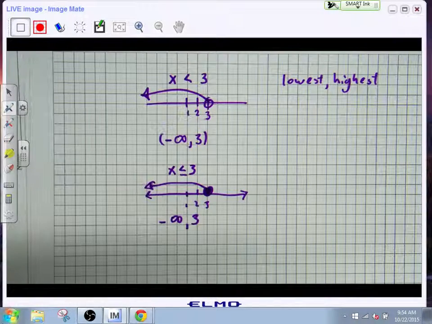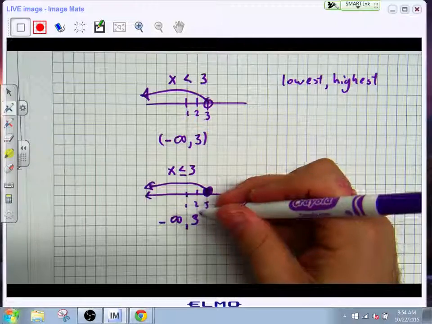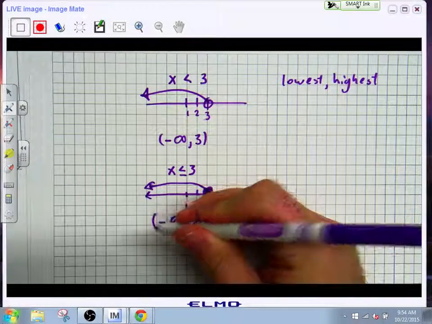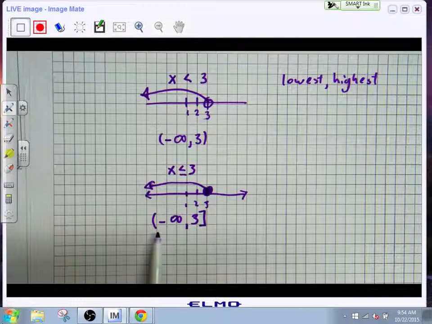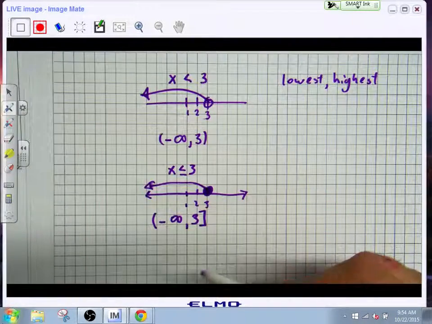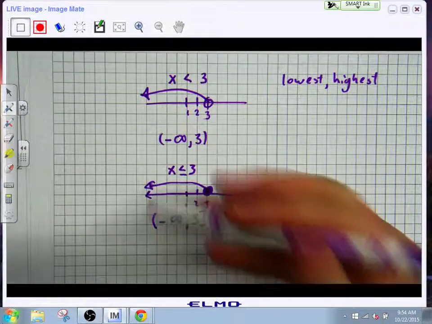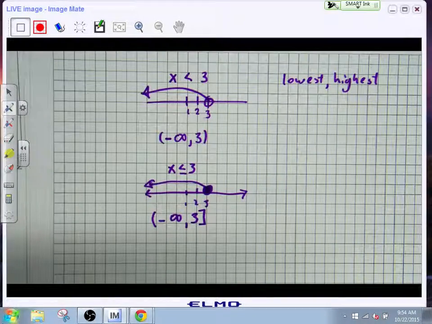And the way that we show that it's different, that 3 is included in this interval, is we give it a bracket like that. Negative infinity is still a parentheses. Negative infinity is not a hard number. Like 1, 2, 3, 4, those are hard numbers. Infinity is more of a concept. So we don't put a bracket around infinity because it's theoretical. We still leave it as a parentheses, but for the 3, we would give it a bracket.